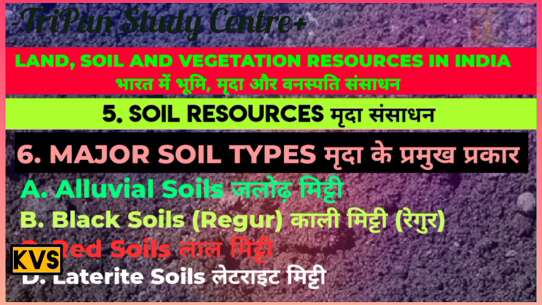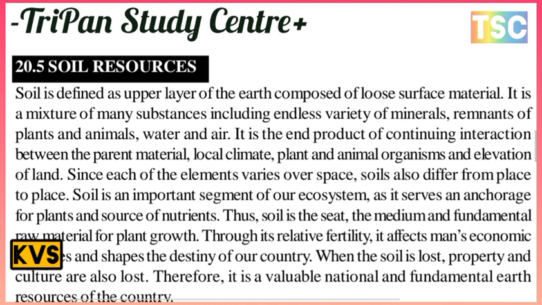The next important topic is soil resources. According to the chapter, soil is defined as the upper layer of the earth composed of loose surface material. It is a mixture of many substances including an endless variety of minerals, remnants of plants and animals, water and air also. It is the end product of continuous interaction between the parent material, local climate, plants and animals as organisms, and elevation of land.